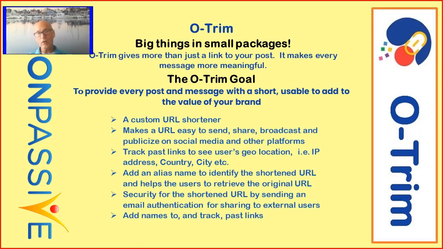So number 9 is OTrim. It's a custom URL shortener, right? It's created by OnPassive, and it's a simple tool that just takes a long URL and turns it into a short one. And it's useful because those long ones are hard to remember. And this means the tool has a unique capacity to shorten the URL of any given website. Now, that's not all. It is what we call custom.